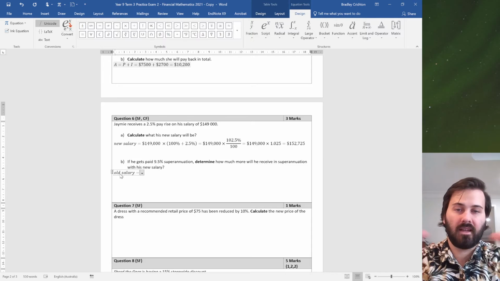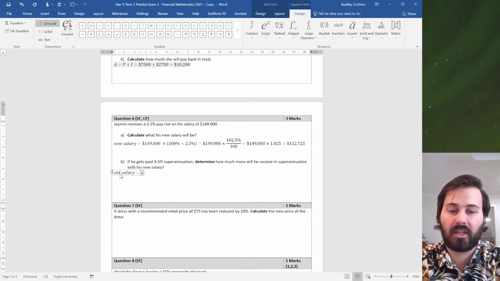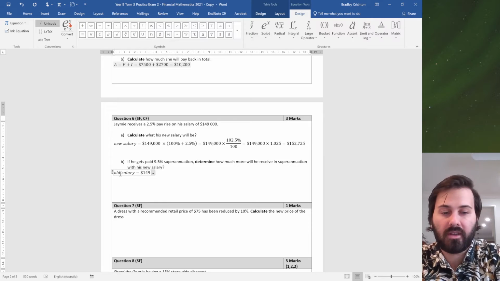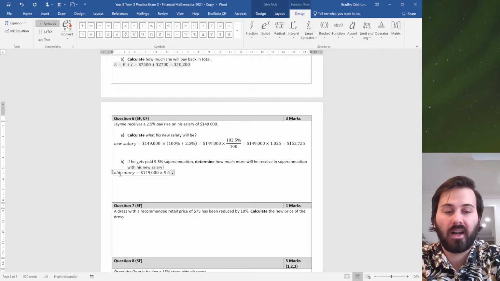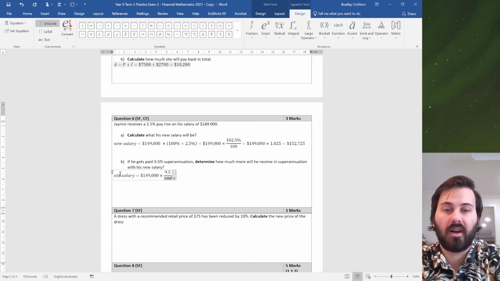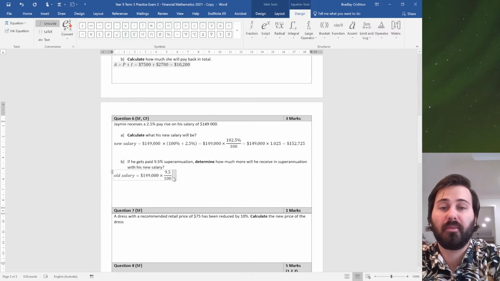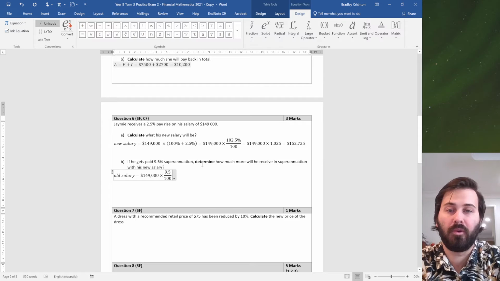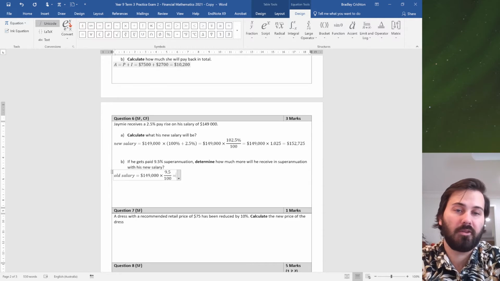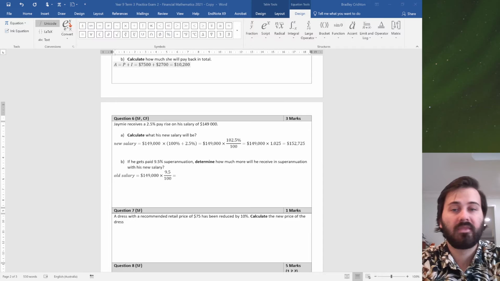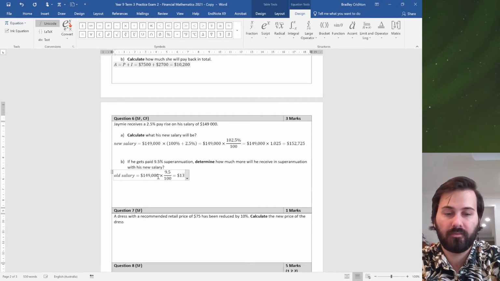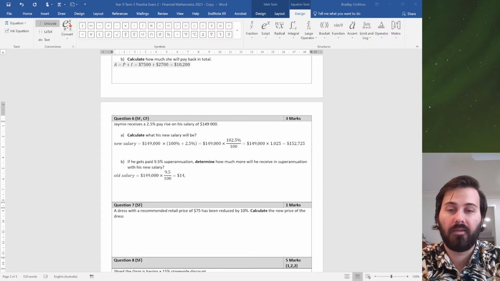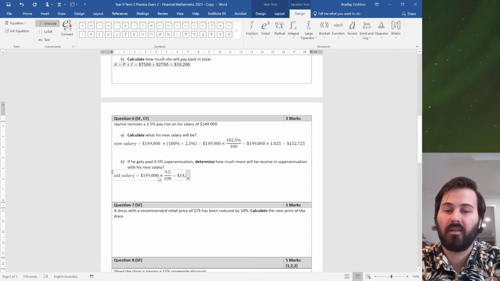So if his old salary was $149,000, we would multiply that by 9.5% divided by 100, because our percentage needs to be in the decimal form, and that would be 0.095. So when we put that into our calculator, we would get 14,155.